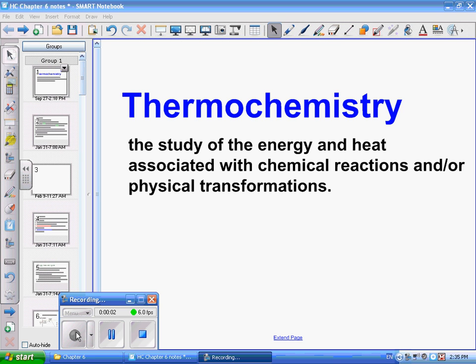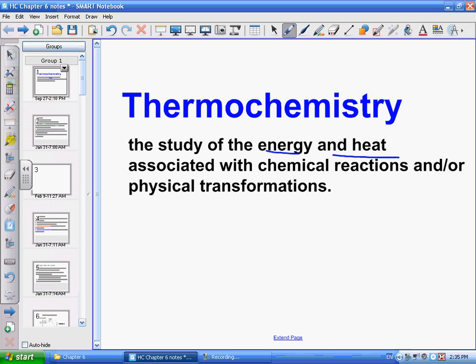Right, this is a review of the first section of Chapter 6 on thermal chemistry. As you see here, thermal chemistry is the study of energy and heat associated with chemical reactions and/or physical transformations. Throughout this chapter, we're going to look at two different things: the study of the energy and heat associated with the chemical reactions and/or physical transformations.